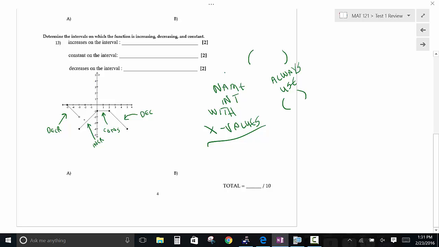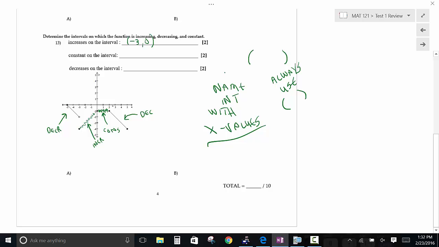So increasing, where does it go on the x values? Increasing is this piece right here. So from where to where? Negative 3 to 0, right? You're looking at x values. So you're going to say negative 3 to 0 with parentheses. It doesn't matter that those are solid dots. That's part of what I'm testing you on too. Constant is the flat part of the graph. So where to where?